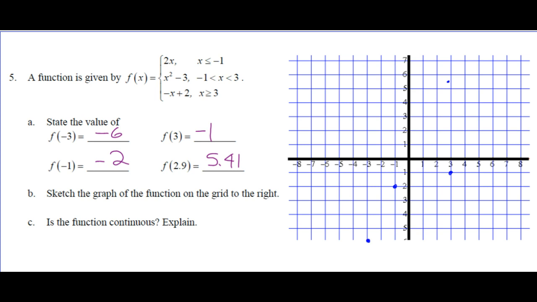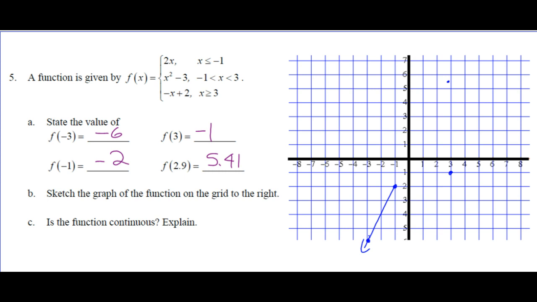Okay, so we've calculated a few values, and I've plotted those values on the grid, and now we're going to draw the graph. So when x is less than -1, it's just 2x. So this is just going to be 2x, which is up 1 or up 2 over 1. And so this guy will just go like that.